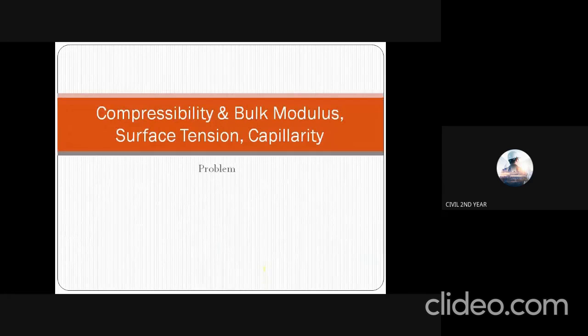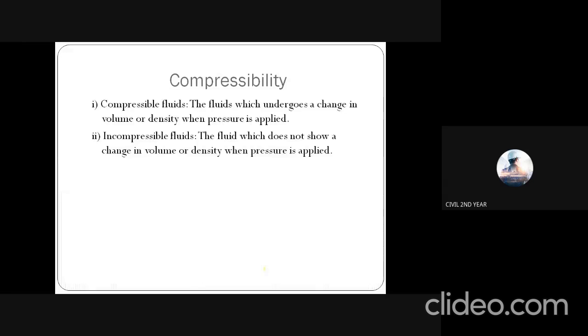The next fluid properties are compressibility, bulk modulus, surface tension, and capillarity. As the name indicates, compressible means we apply a force to decrease the volume. So compressible fluids undergo a change in volume or density when pressure is applied, whereas an incompressible fluid does not show a change in volume or density when pressure is applied.